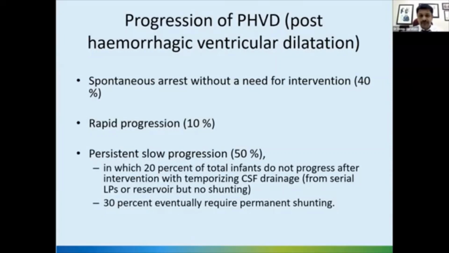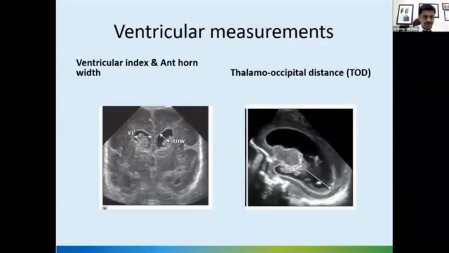In this 50%, 20% of infants can be managed with lumbar punctures and CSF drainage, which I'll come to in a minute. But 30%, this is the crucial bit, where we need the help of my colleague Dr. Powis, who is the neurosurgeon. It is very important that we are ready for this backup for those who need shunting, because any delay in this kind of intervention can affect long-term outcome, which we'll come to in a minute.